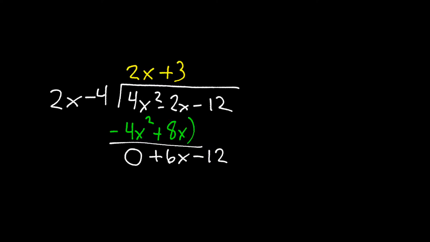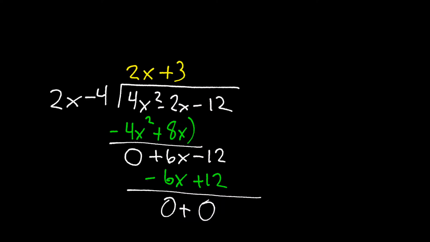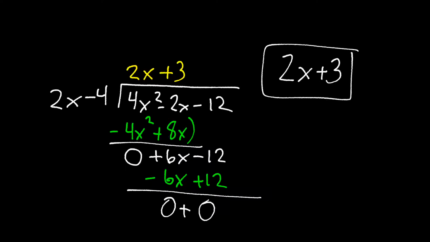So 3 times 2x is 6x. 3 times negative 4 is negative 12. And just like before, remember, we're subtracting this quantity, so we got to change our signs. This becomes a negative 6x. This becomes a positive 12. And now we can add them together. So what do we have? 6x minus 6x gives me 0. Negative 12 plus 12 gives me 0 as well. So our final answer becomes just the quantity 2x plus 3, the stuff that we put on top.